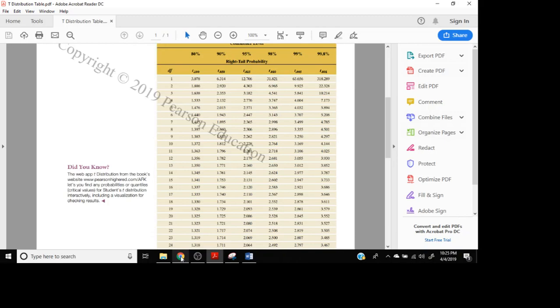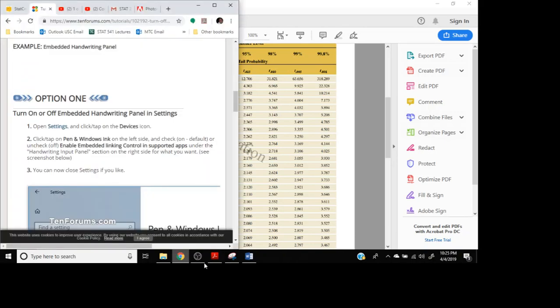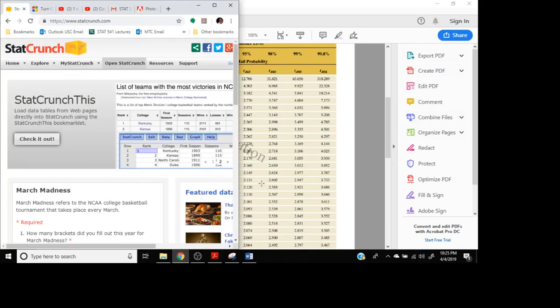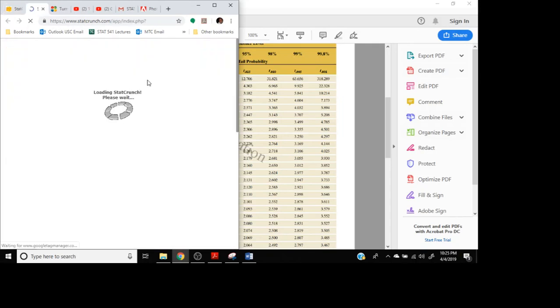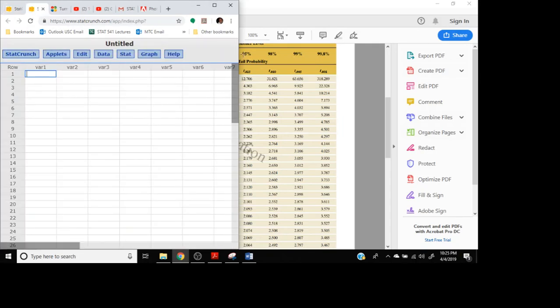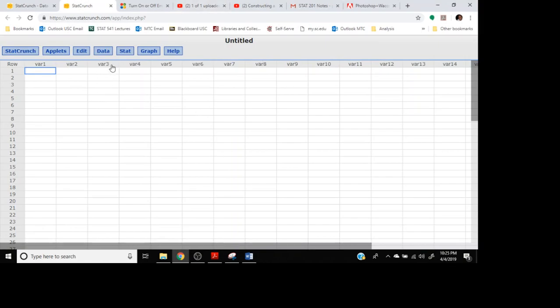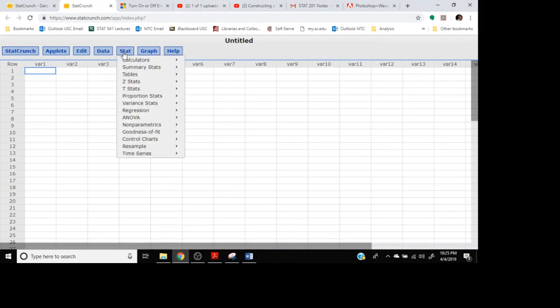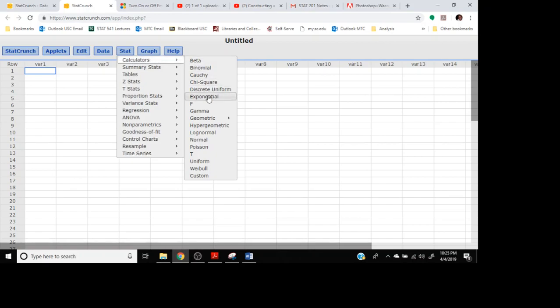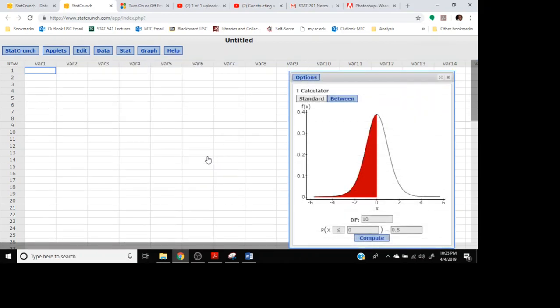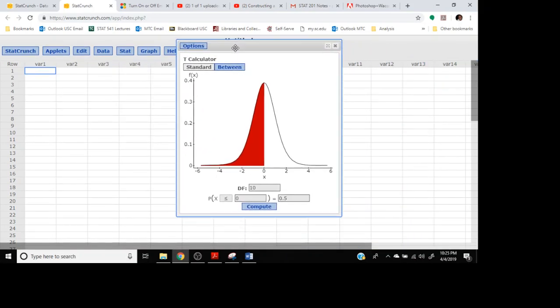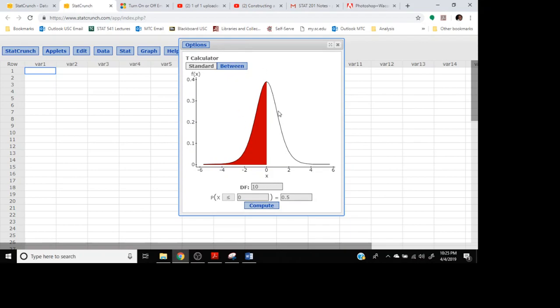And so for your homework and all that stuff, I want you to go to StatCrunch. And so I'm going to go to StatCrunch and I'll show you how we can find the t values. When you open up StatCrunch, okay, this doesn't want to open up. That's why. All right, I'm going to go to Stat. I'm going to go to Calculators, and I'm going to get to my t distribution on this Calculators menu. Go to T.